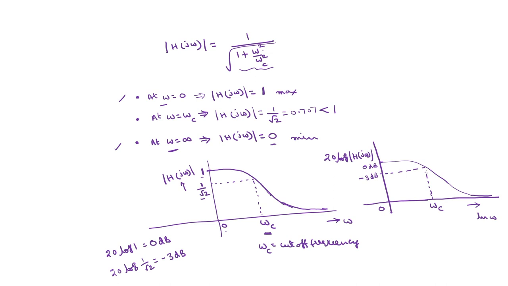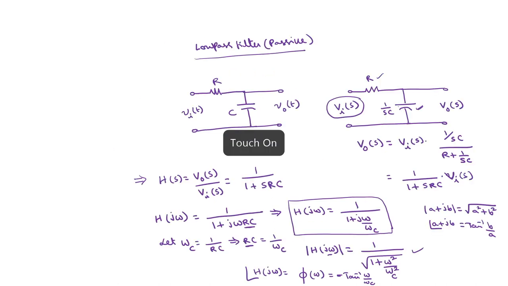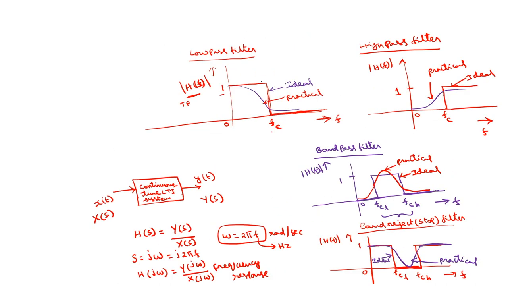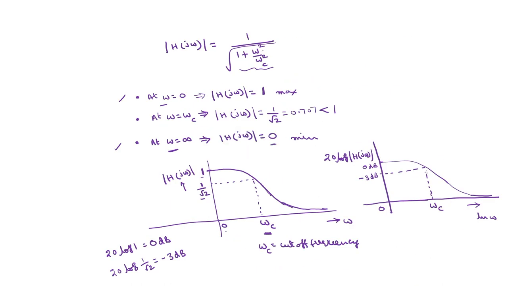So this will act as a low pass filter, as you have discussed in the previous slides, that this is the ideal response and this is the practical response. We are getting this practical response using a simple RC circuit. So we can implement this low pass filter using RC components, which are passive elements. Then why do we have to go for the active filter? In an active filter, we have to add an operational amplifier.